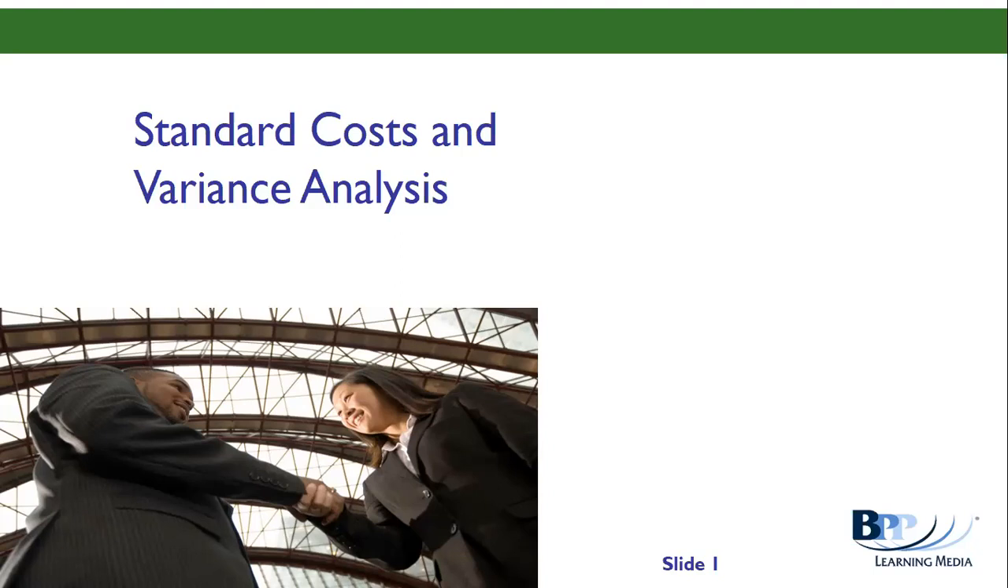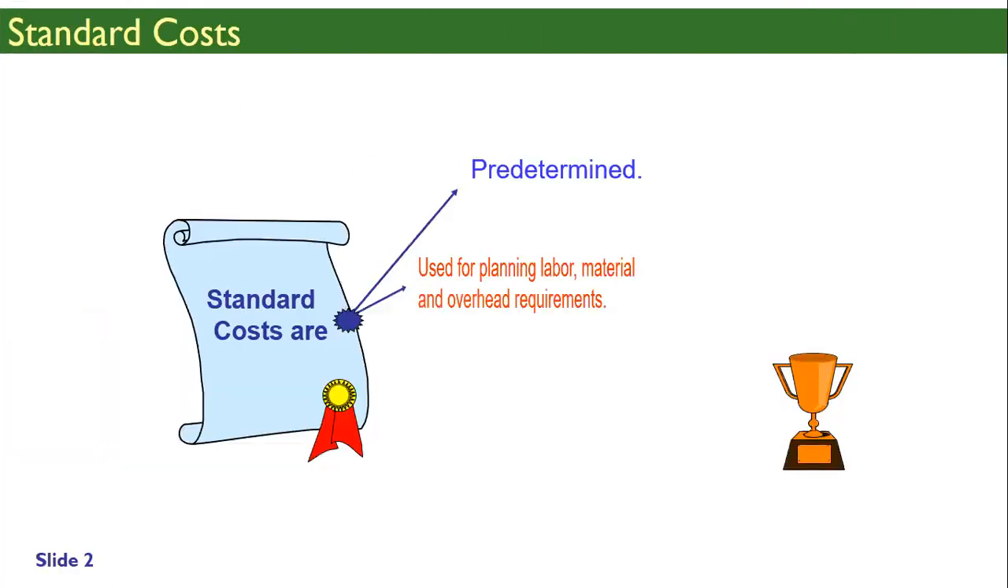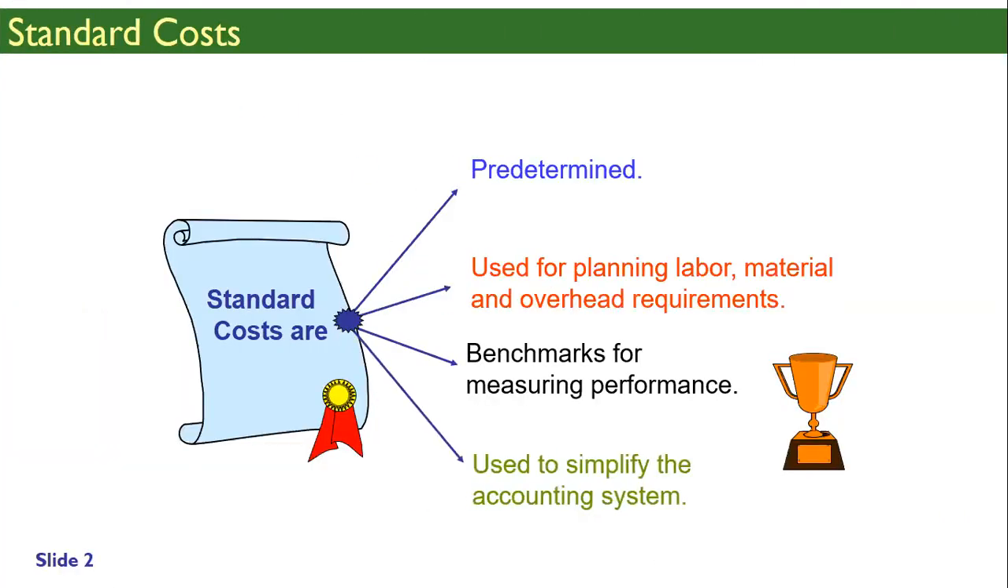So here we start. We say that standard costs are predetermined. We decide standard costs at the beginning of the year. They are used for planning labor, material, and overhead requirements. Like you set down as a planning measure that one table is 30. Within one table, material is only 20. Within one table, labor is only 5, and so on. And they are benchmarks for measuring performance.